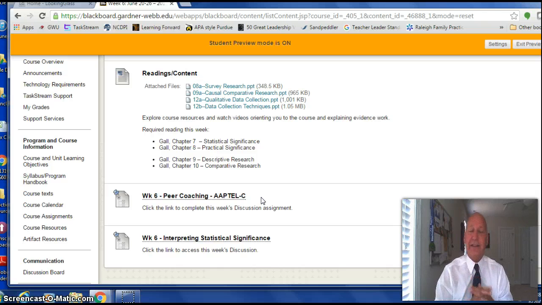And here's that dialogue that I was suggesting, interpreting statistical significance. Find an assessment from your school, look at it, research it a little bit, comment on it, please. Is it helpful? Is it practical? Are the results helpful in helping you and kids in schools?